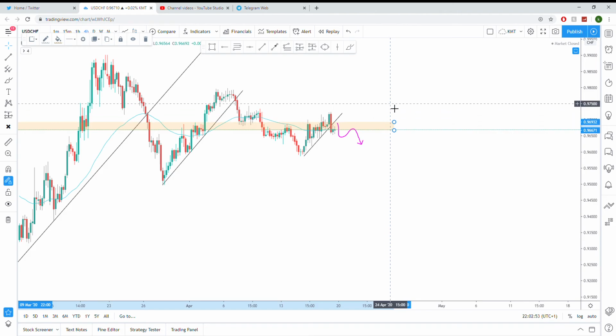Again, it's just waiting for the perfect time. And this range is between 0.96932 to 0.96671. So again, it's all about patience. It's not about ego trading. It's all about waiting for the precise moment and understanding your risk management.